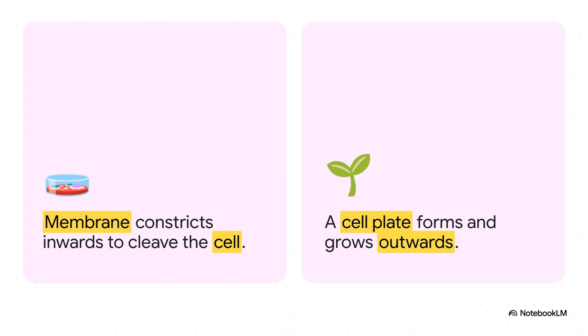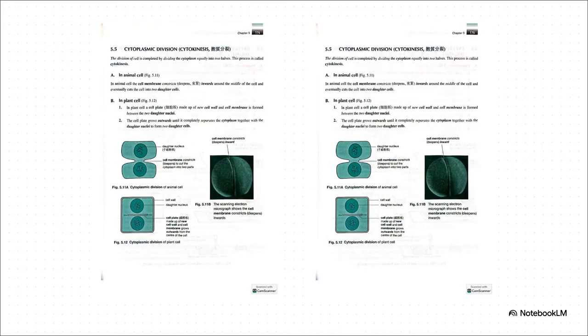They can't just pinch inwards. Instead, they have to build a whole new wall from the inside out. A cell plate forms right between the two nuclei and grows outward until the cytoplasm is totally separated. To put that into perspective, take a look at this. On the left is the plant cell, with that rigid cell plate forming dead center and pushing outward. Now contrast that with the incredibly stunning scanning electron micrograph of the animal cell on the right.